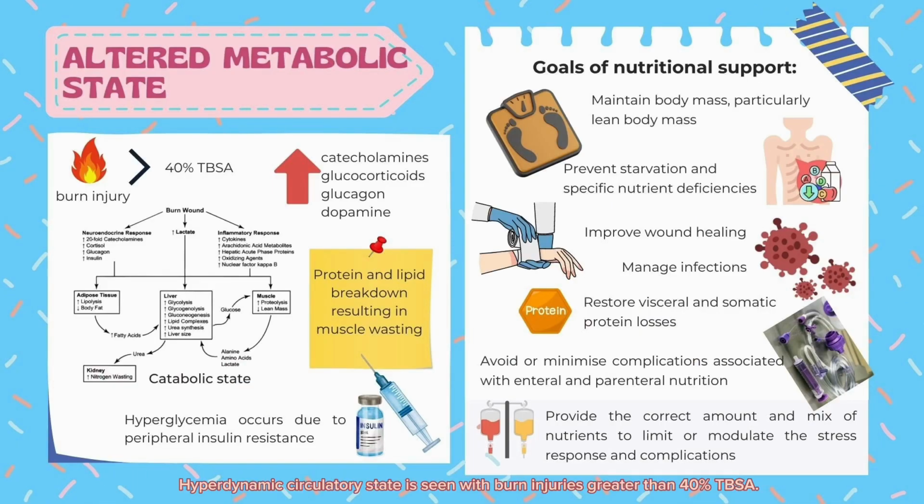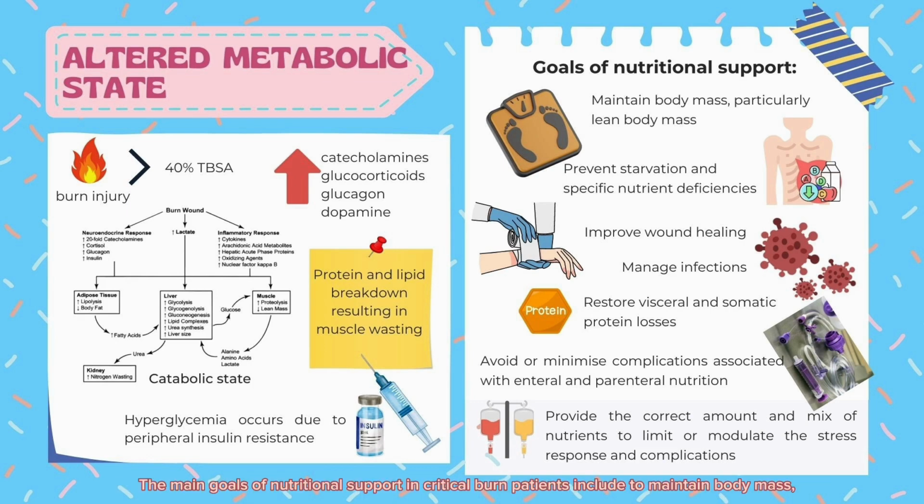Hyperdynamic circulatory state is seen with burn injuries greater than 40% TBSA. Increased levels of catecholamines, glucocorticoid, glucagon, and dopamine lead to a catabolic state. The altered metabolic state begins within days of burn, which may persist for several years post-burn.